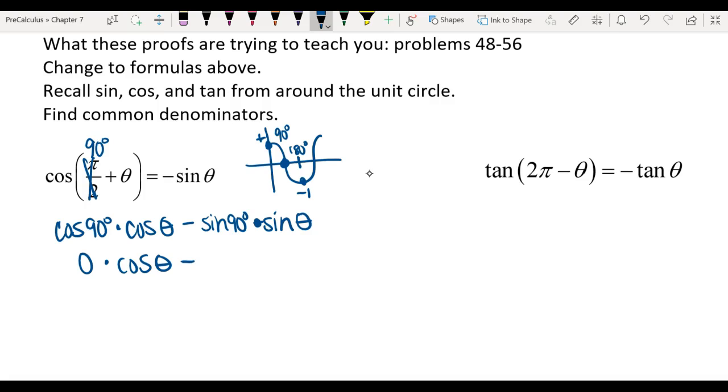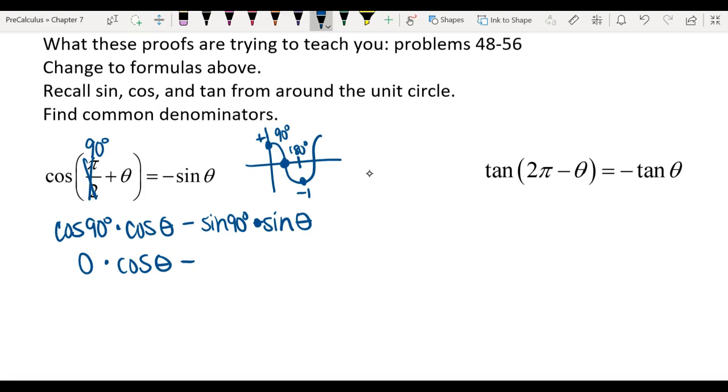I would use it anytime this is 90, 180, 270, 360. I would only use the triangles on the 45, 45, 90, 30, 60, 90s. You do get the same answer. Okay, so if you prefer the unit circle version, use the unit circle version. Okay?